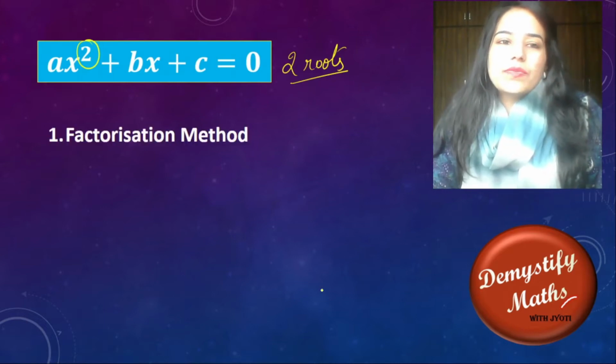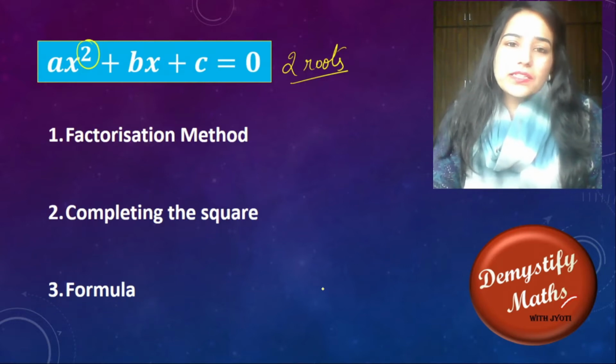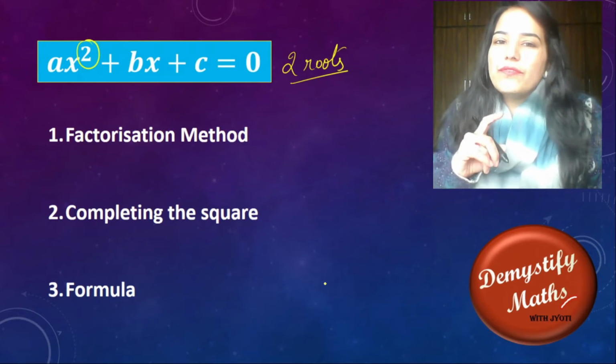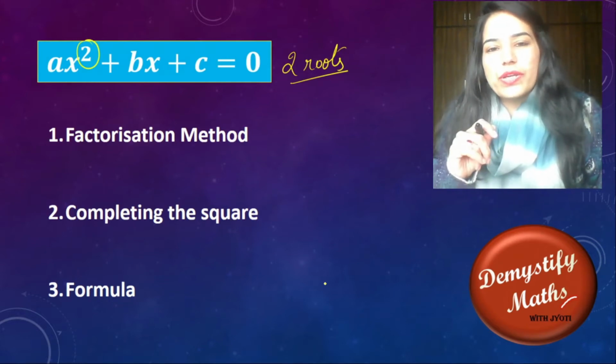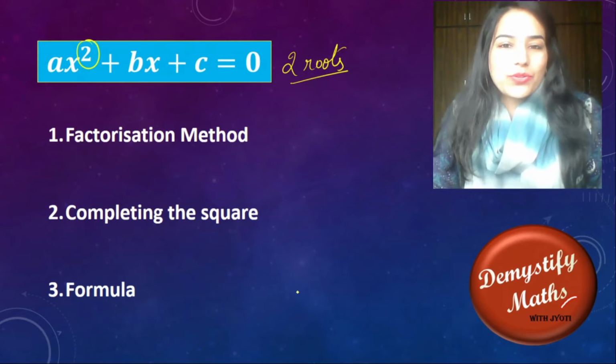So the methods that we will do is factorization method, completing the square method, and we'll do the formula. These are the three methods. Plus, I'll give you one more bonus method at the end, which is very helpful when you have to solve the multiple choice questions or where you do not have to show the steps, how to get the quick roots.